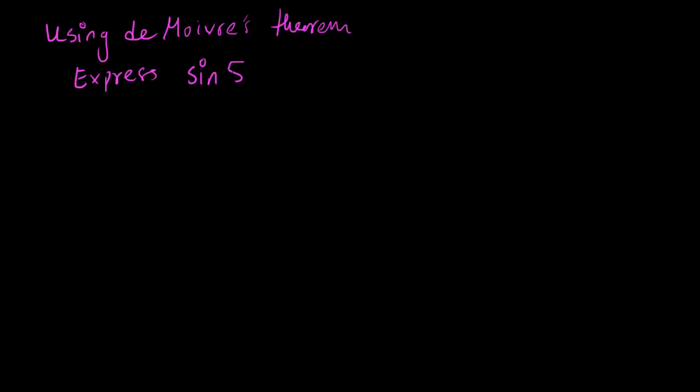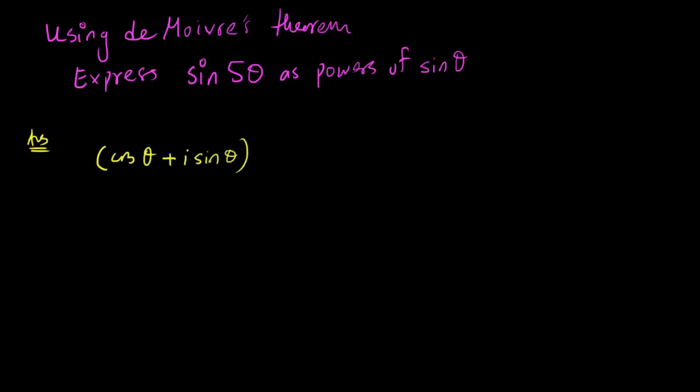Let's do a sum that is even longer, more difficult. So the question is, using de Moivre's theorem, express sin 5θ as powers of sin θ. The first thing is, we already know what de Moivre's theorem is. So we know that (cos θ + i sin θ) to the power 5, I'm taking the power as 5 because we have to express sin 5θ, is identical to cos 5θ + i sin 5θ. This means we have to compare the imaginary part this time.